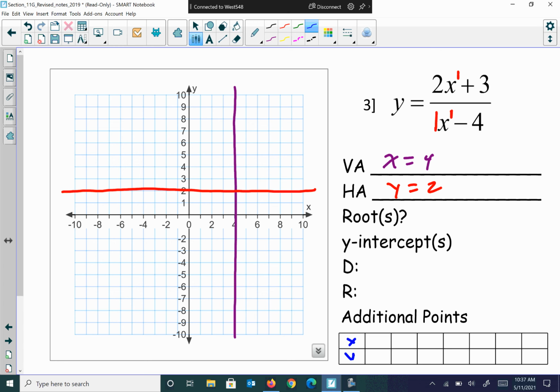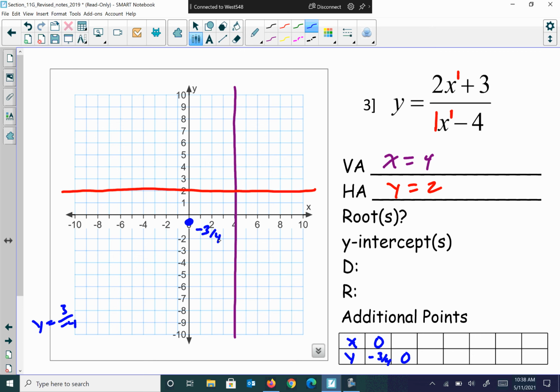All right, so again, additional points. I'm going to have an x and a y that I'm going to use just down here. And I'm going to have a 0 for an x, and a 0 for y. And we're going to figure this out. So if I plug 0 in for x, I get y equals 2 times 0 is 0. 0 plus 3 is 3. 0 minus 4, so negative 3/4. So 0, negative 3/4 is like here.